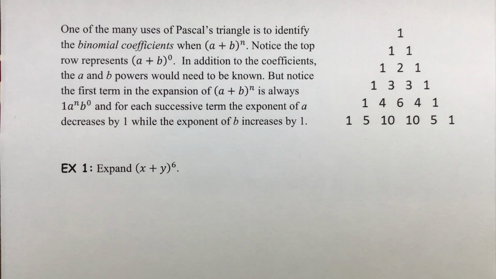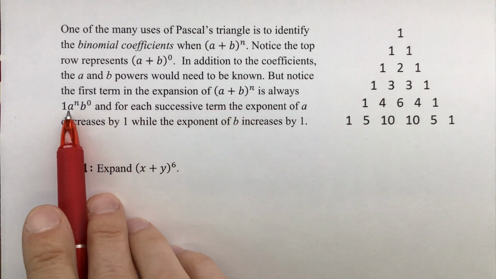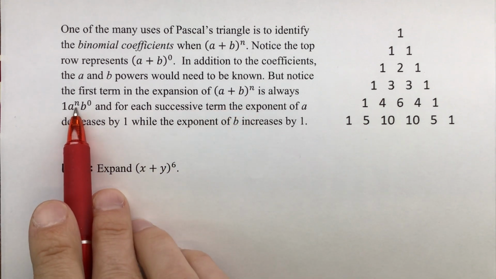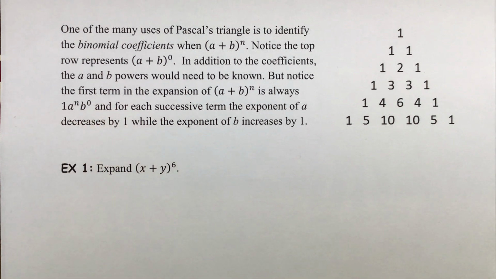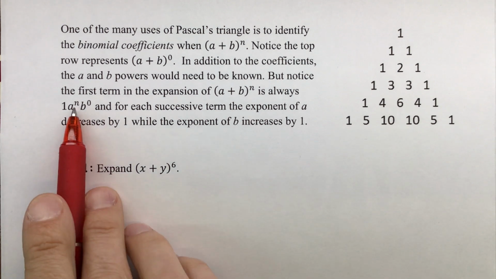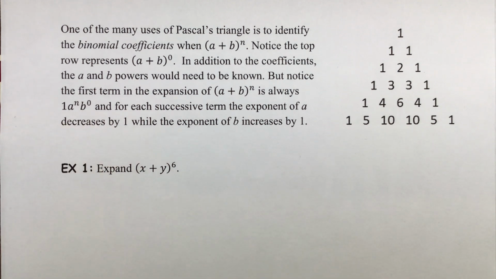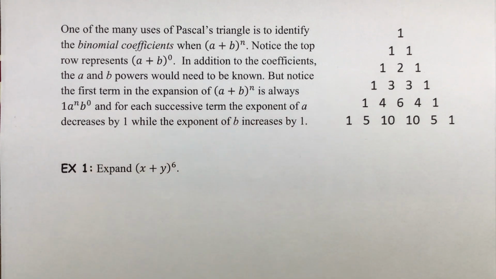Okay, so here's an observation. Notice that the first term of the expansion of this is always going to be 1 times a to the n power, b to the 0 power. In other words, you don't have any b's. You don't even have to write the 1. That first term is just going to be a to the power. For example, when we did a plus b to the third power, it started with a to the third power. And for each successive term, the exponent of a decreased by 1.